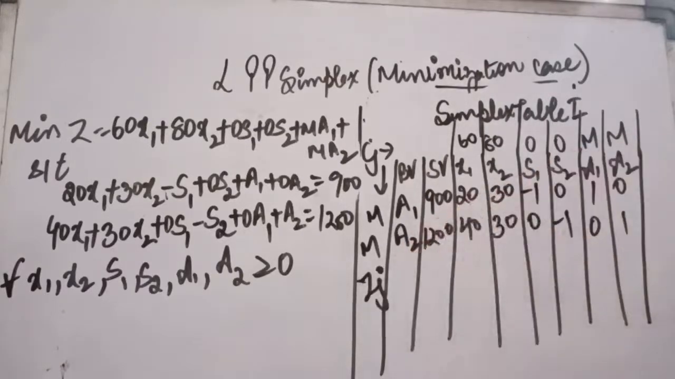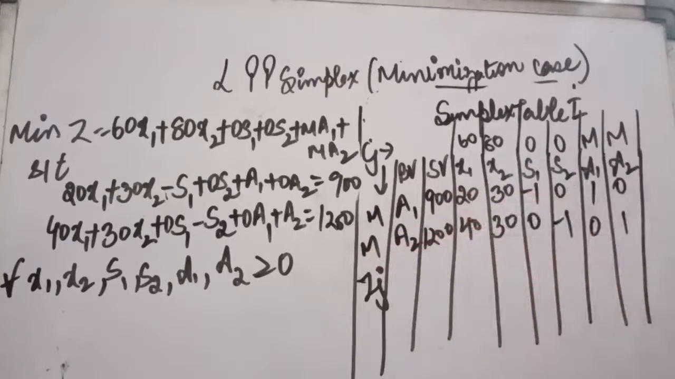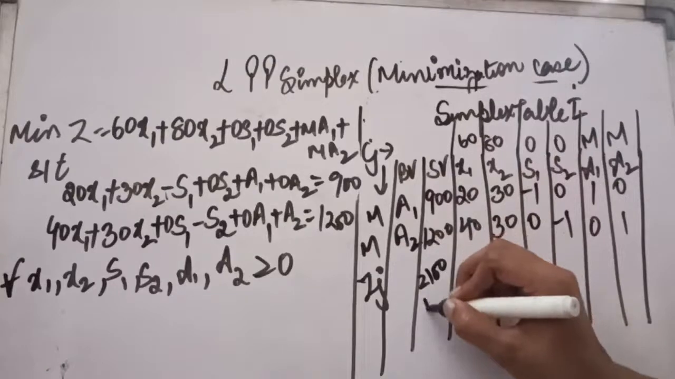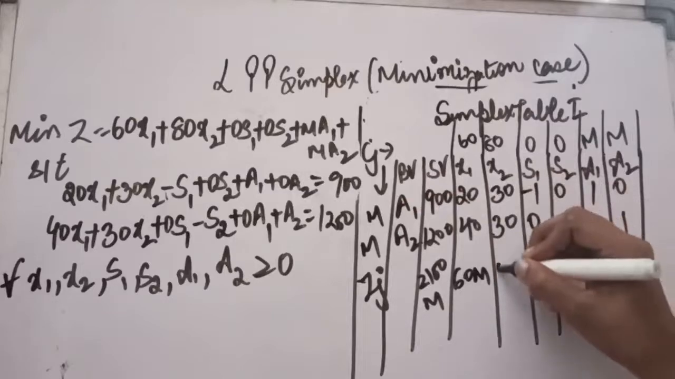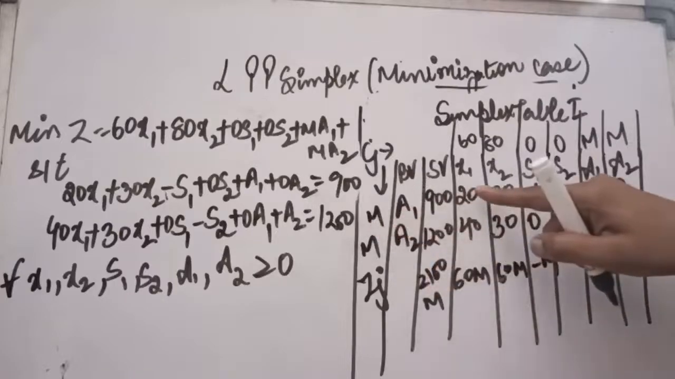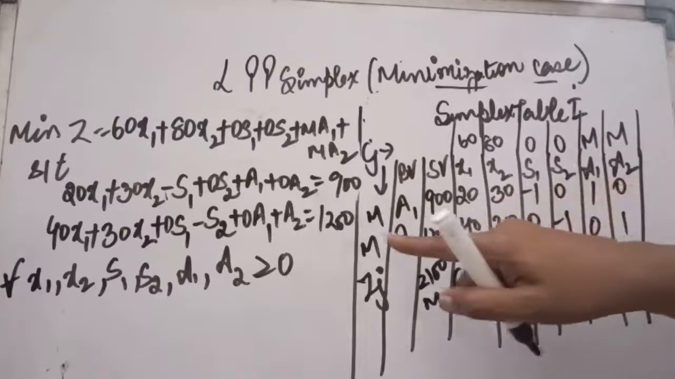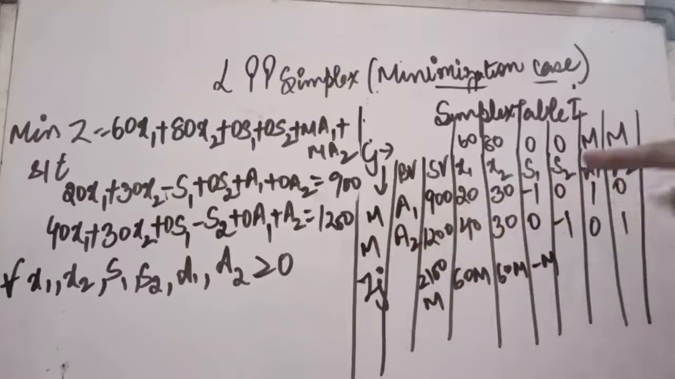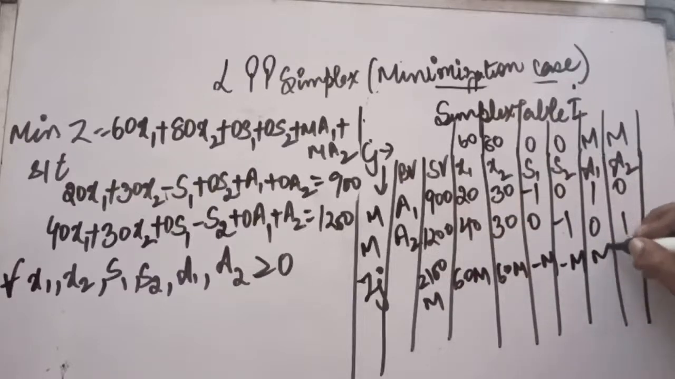Next will be exactly the same: calculation of Zj. How did we calculate Zj? Outside value into inside value plus outside value into inside value. So this will come out to be 2100 M. Next will be 60 M. Next will again be 60 M. Next will be minus M. So how are we calculating? M into 20 plus M into 40, 60 M. M into 30, 30 M plus 30 M, 60 M. M into minus 1, minus M. M into 0, 0. And M into 0, M into minus 1, this will be minus M, positive M and positive M.